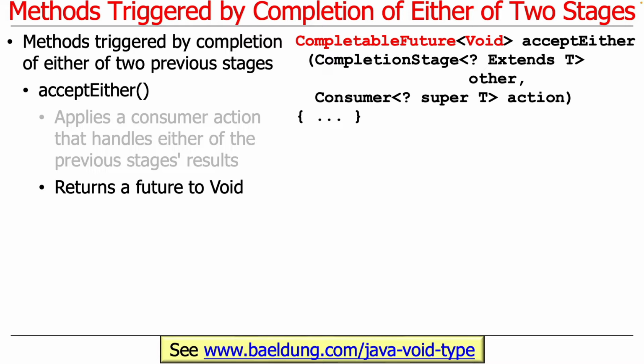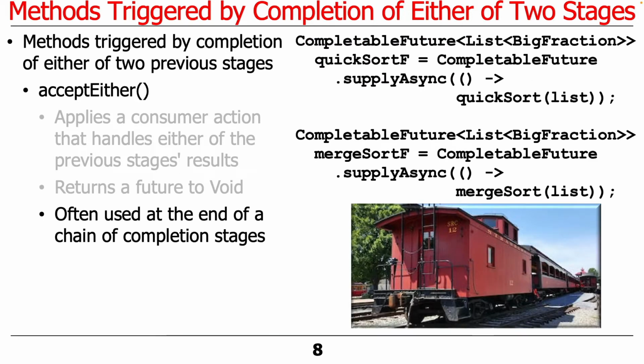So it's a bit like thenAccept, except it returns a completable future of a non-return value. It just indicates it's done, but it doesn't give you a result as a consequence. I honestly don't know why they didn't call this thenAcceptEither. That would seem a bit more consistent with the naming of the other methods, but whatever reason they called it acceptEither. Maybe they thought thenAcceptEither was going to get too long or something.